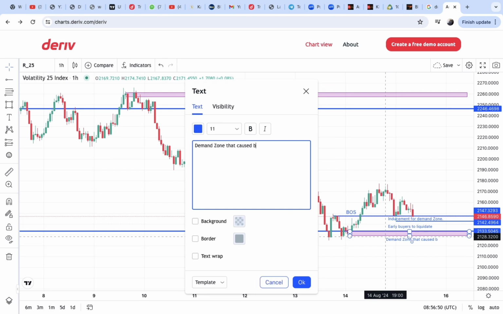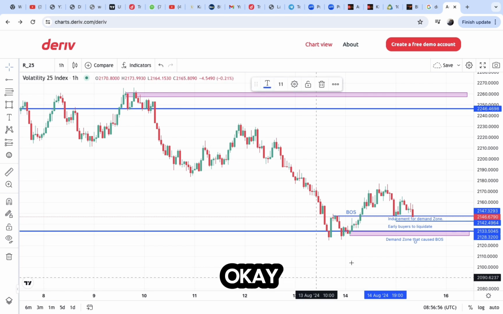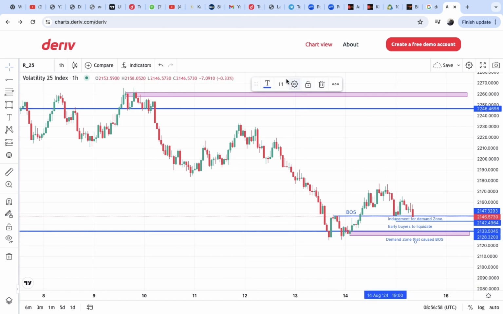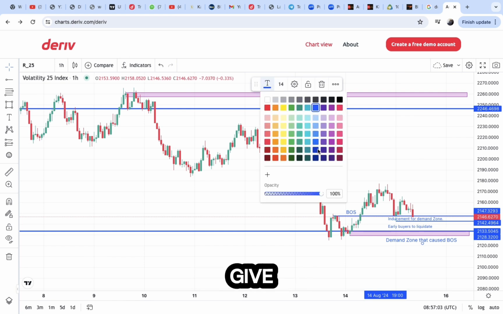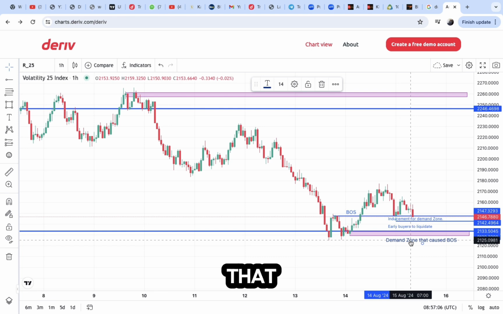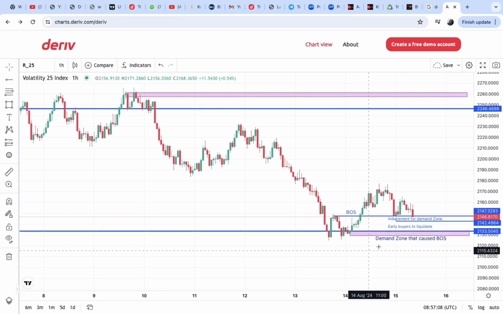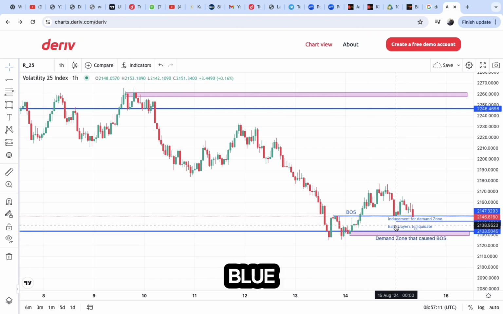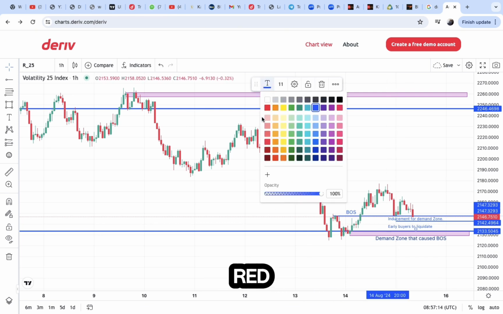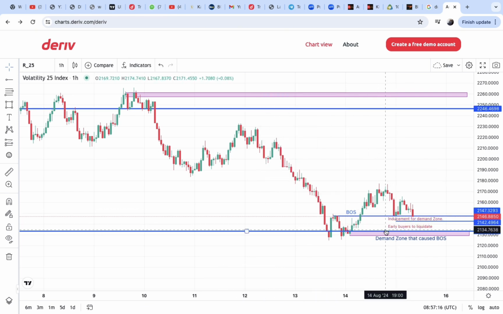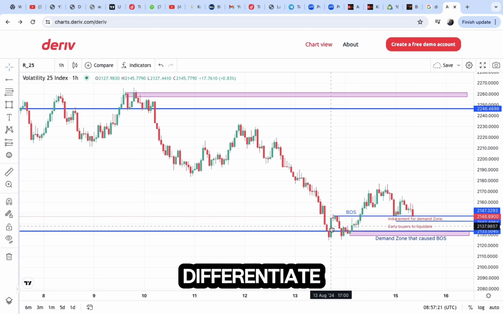Demand zone. That caused, for example, the break of structure. Because remember, we are focusing on the break of structure, and the structure is usually formed to give you a signal for either buy or sell. Let's change that color to dark blue. So we can change this one to maybe red, to differentiate the markings. All right, now there we are done.